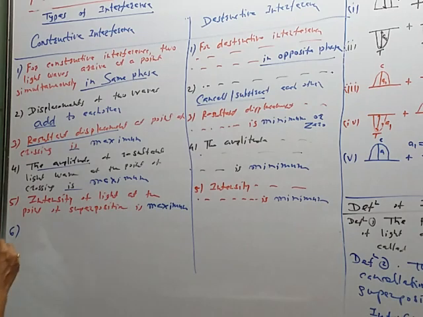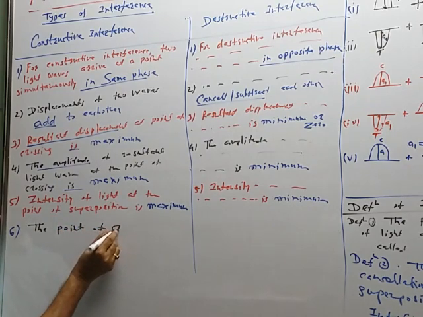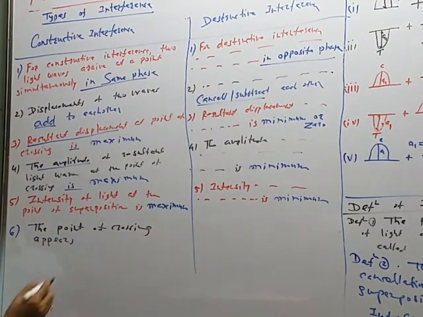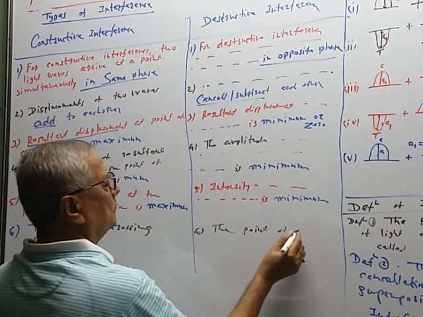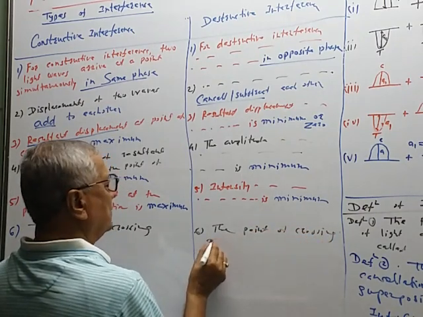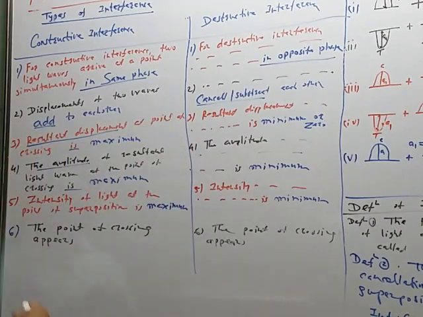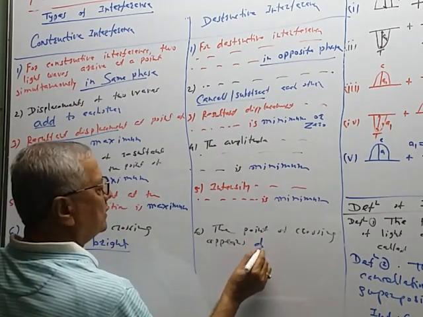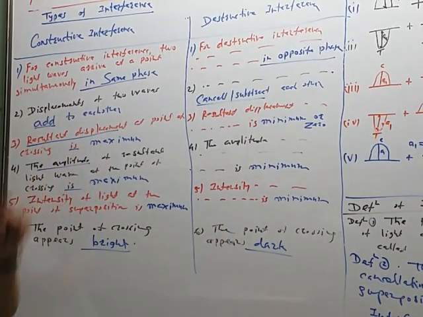The point of crossing looks or appears bright. The point of crossing appears dark. Looks bright, looks dark. Bright band, dark band. Darkness is observed, brightness is observed. So the same question is also asked like this: explain the origin of brightness and darkness in an interference of light.